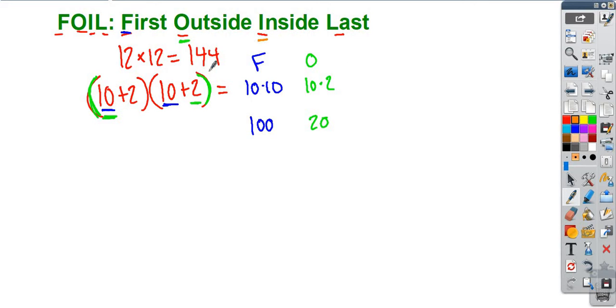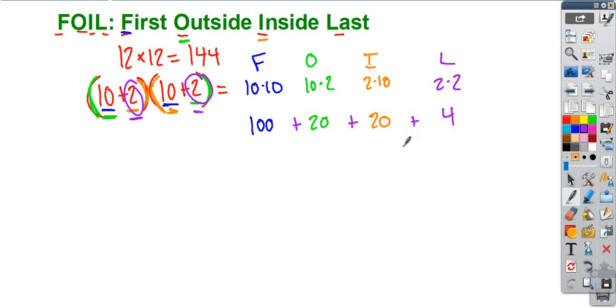Okay, the I stands for inside. The inside term in the parentheses is 2, and the inside one here is 10. So that's going to be 2 times 10, and that also equals 20. And then finally, the last term in this parentheses is going to be 2. That comes last, after the 10. And the last term over here is also 2. So 2 times 2 equals 4. Now all we need to do is add these together. So 100 plus 20 plus 20 plus 4 equals 144, which is what we started with up here.